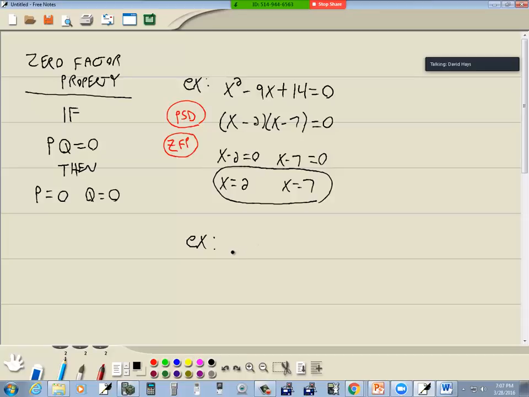Now if I had started out with something that looked a little bit different, let me double check that. Yeah, that'll factor. Okay, first off on this one, I notice for the zero factor property, it doesn't have a 0 on one side. So we're going to take this negative 50 and move it over. So we got x squared minus 15x plus 50 is equal to 0. So again, have to get 0 on one side first.